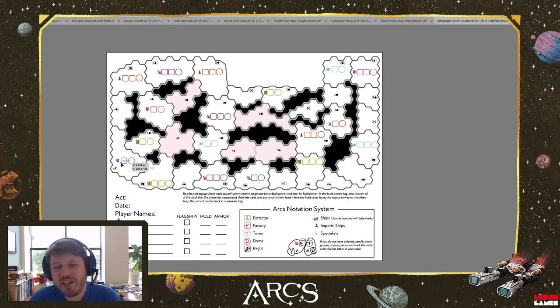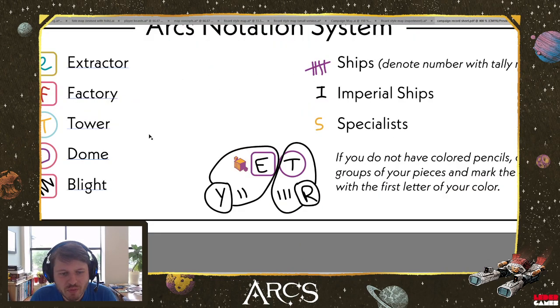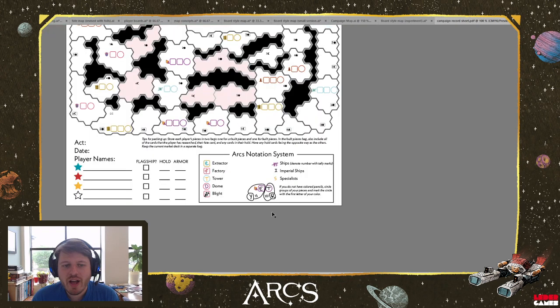And that's it. And maybe we'll see if we can commission an app to help people record their game states, or you can just take a photo. It's not that hard. And you can see down here, even if you don't have colored markers, you can use this is yellow and you circle it, and this is red and you circle it. Yeah, just a little system there.